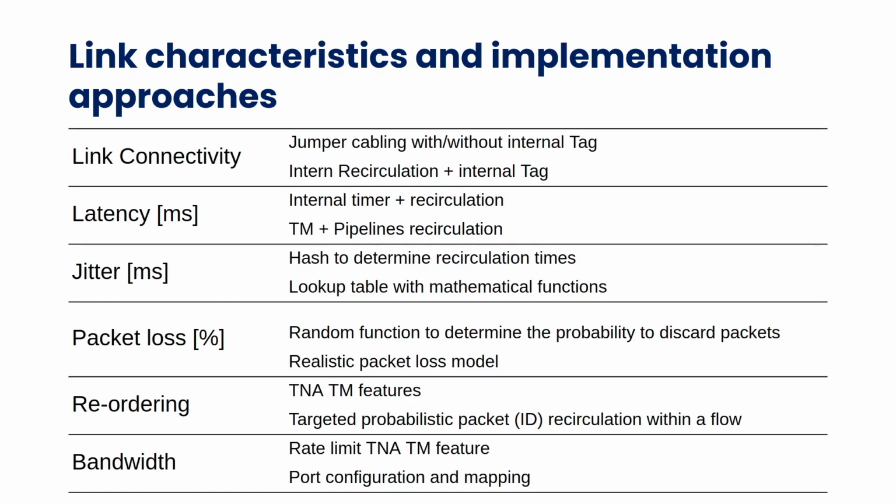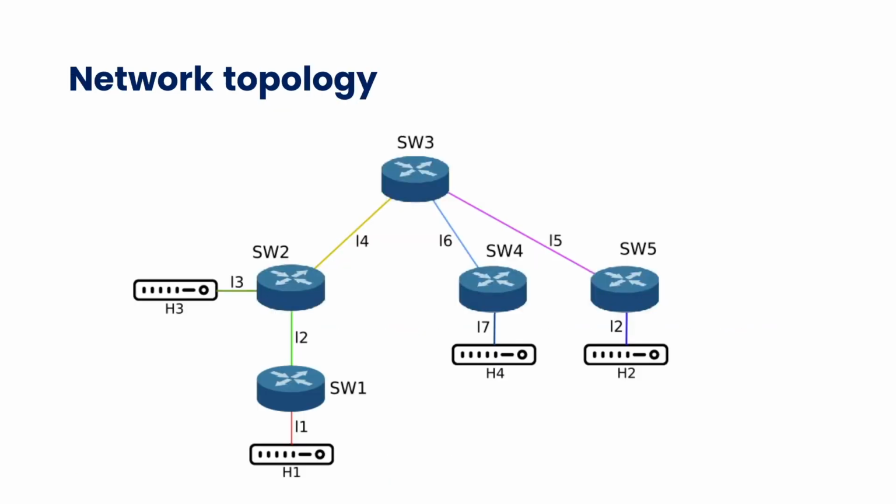The link connectivity is implemented using internal recirculations and internal tags. The latency uses an internal timer, the traffic manager features, and the pipeline's recirculations. Jitter uses a hash to determine the recirculation times and how the latency is going to change. The packet loss uses a random function to determine the probability to discard the packets. Reordering uses the traffic manager features, and bandwidth uses a rate limit TNA traffic manager feature and the port configuration and mapping characteristics.